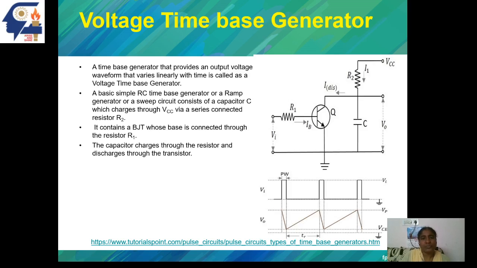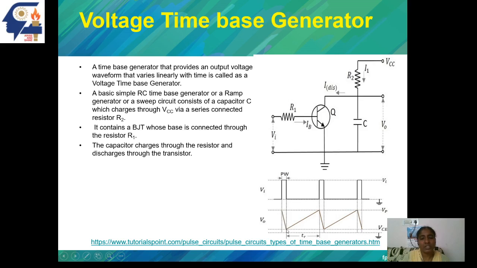If we give an input signal in this fashion, whenever there is a trigger, whenever there is a pulse, it flows into the base of the transistor. The transistor comes to the on state. Whenever the transistor is in the on state, it gives a low resistance path to the capacitor for discharging. So whenever a pulse is applied at the input, the capacitor will discharge through the transistor Q and R1. Q and R1 are the path for discharge of the capacitor.